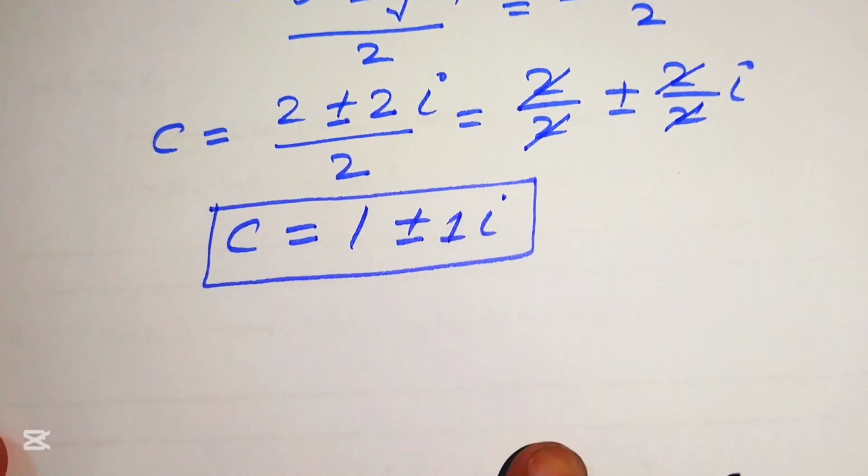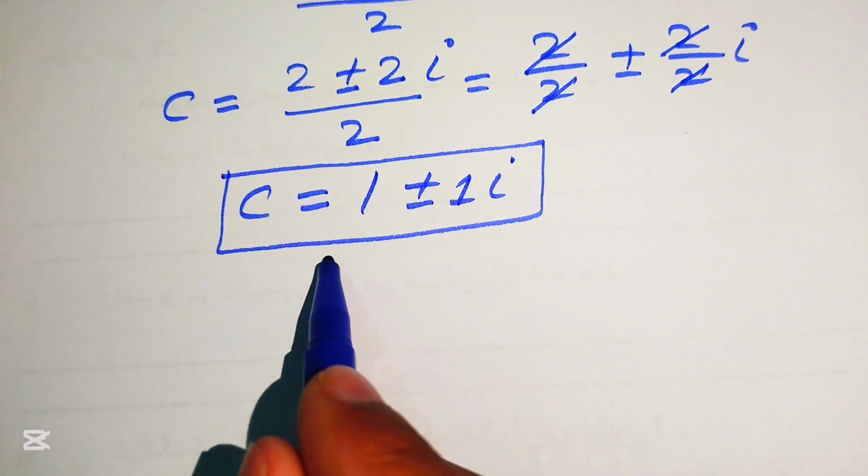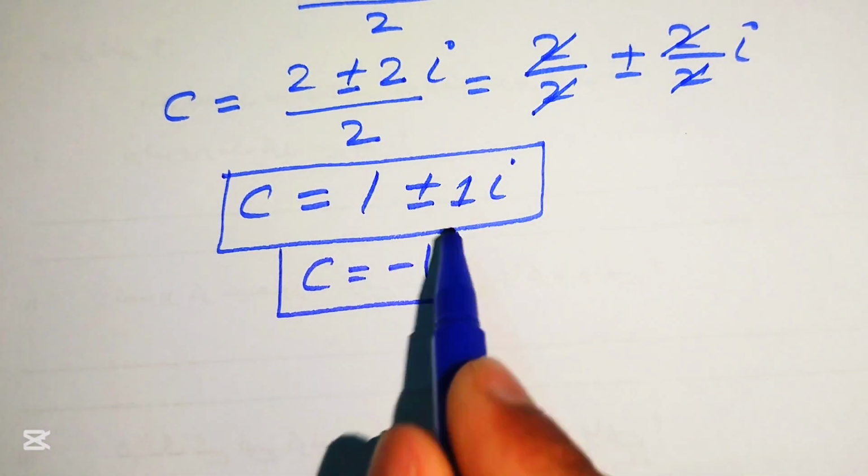So finally we have the three roots of the given equation. These two roots are complex roots, and one root is a real root, and it is c = -1. And this is our final answer.